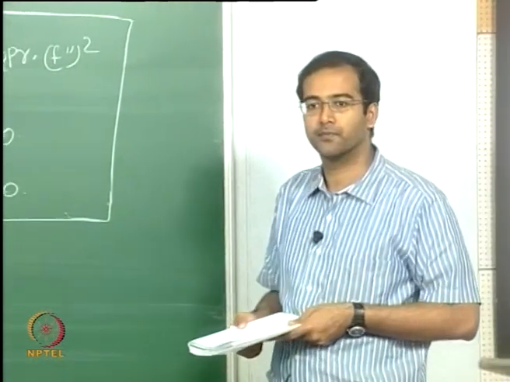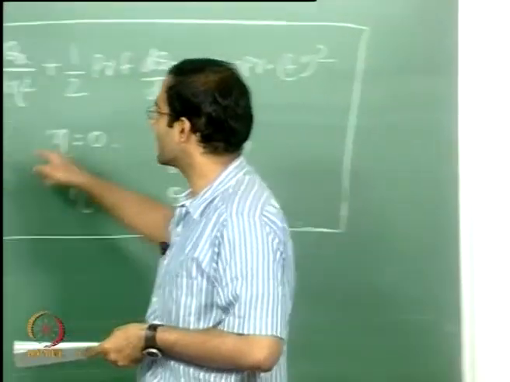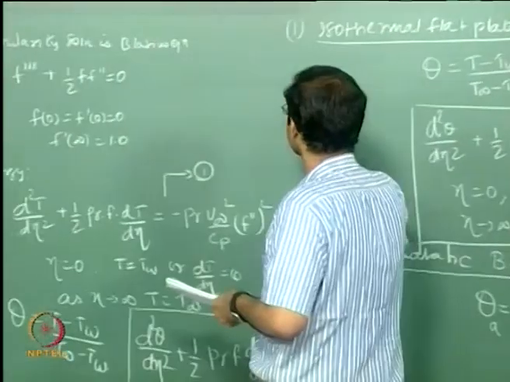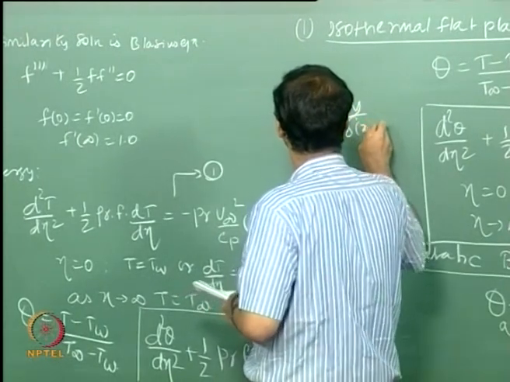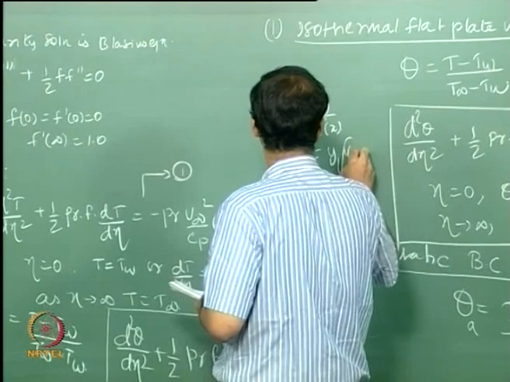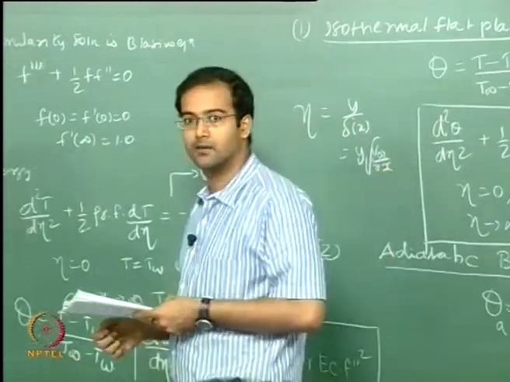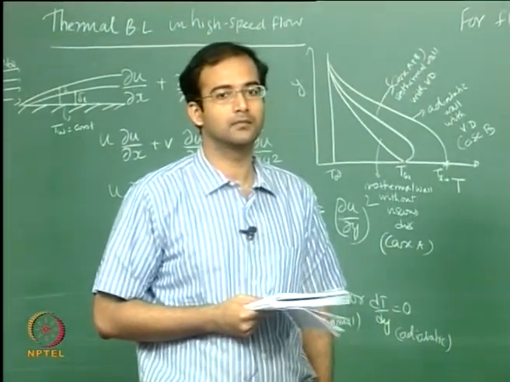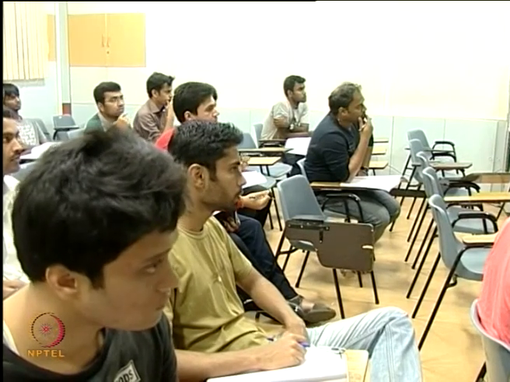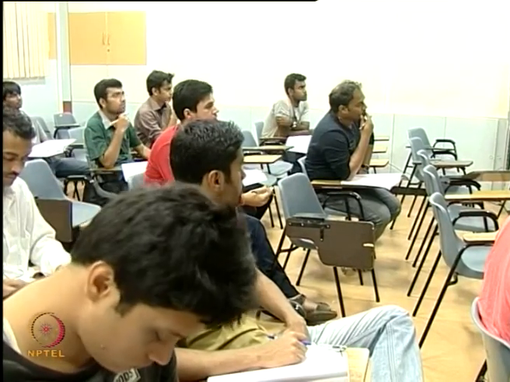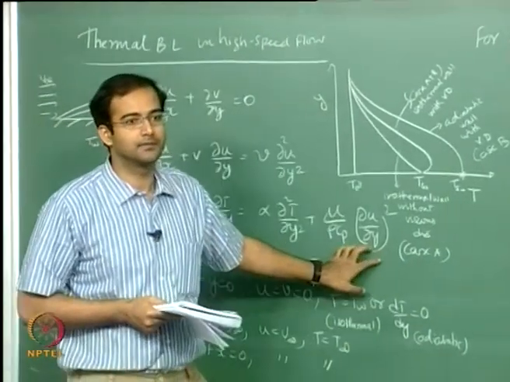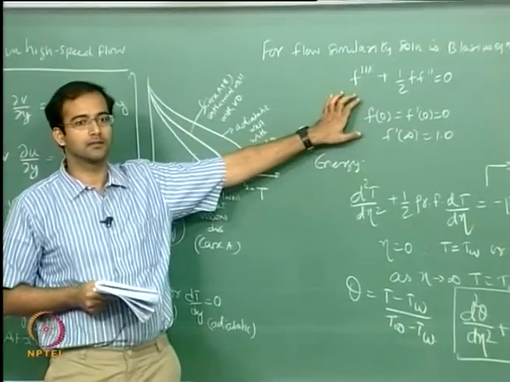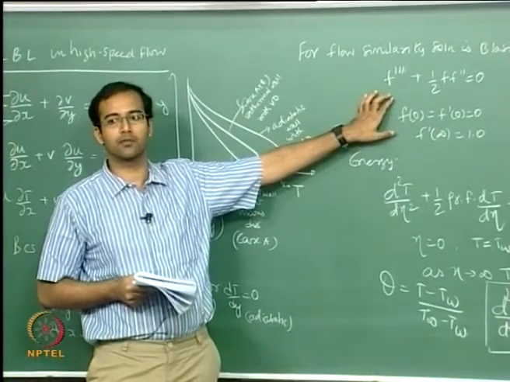Eta is still the same, because the eta here is coming from the flow part. The flow similarity variable is still y by delta, which is y square root of u infinity by nu x. Viscous dissipation is not affecting this. This is coming purely from momentum, which has nothing to do with viscous dissipation. Viscous dissipation is affecting only the energy. As I said, the momentum part is still your Blasius equation, so the same similarity variable is put into the energy equation.